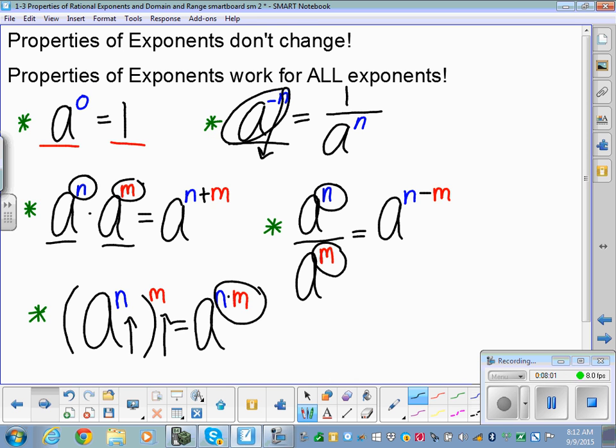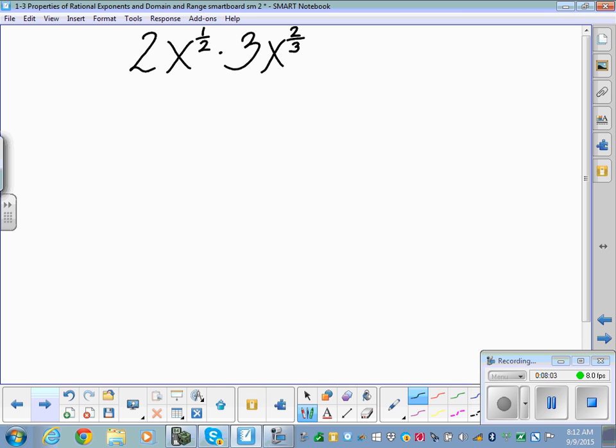Okay, let's do our first example. Not different than anything we've seen so far. The only difference is these fractional exponents. So we have 2x to the 1/2 power times 3x to the 2/3 power. So we're multiplying all these things. Now we know at this point you can rewrite this in any order. So I'm going to put my numbers by each other: 2 times 3 times x to the 1/2 times x to the 2/3.